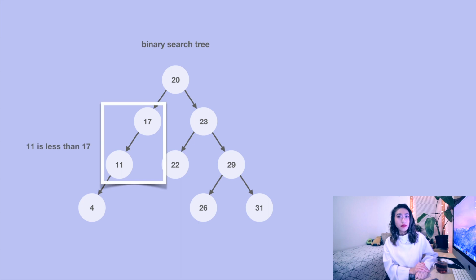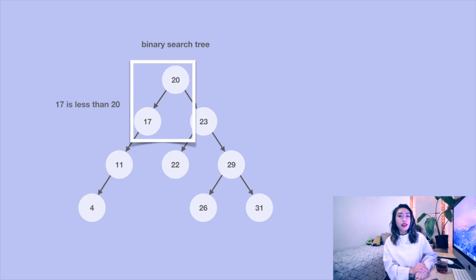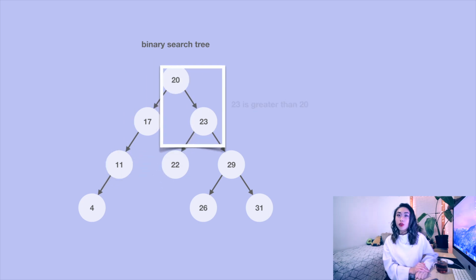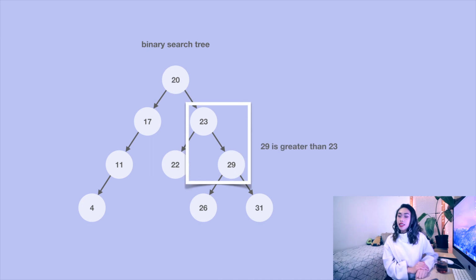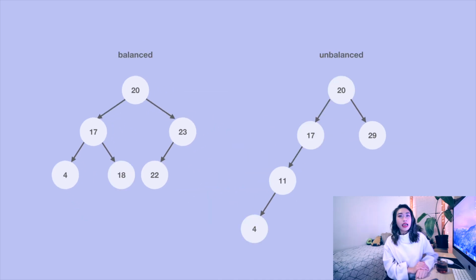Every left child must always be less than its parent, and every right child must always be greater than its parent. A BST is balanced when its left and right subtrees have roughly the same amount of nodes, although not necessarily exactly the same amount. If the left and right side of a BST had the exact same amount of nodes, that would make it a perfect tree, which is actually quite rare.